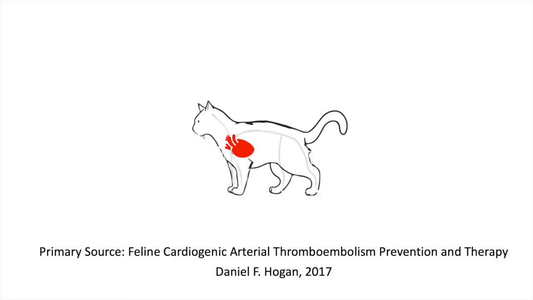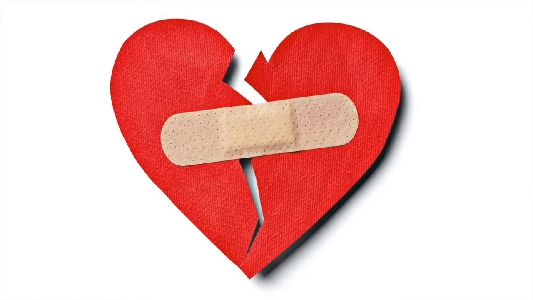This is a review of Daniel Hogan's 2017 guidelines on feline cardiogenic arterial thromboembolism, prevention and therapy. Feline cardiogenic arterial thromboembolism, or CATE, refers to a disease that starts as a thrombus, typically in the left atrium, and then migrates to cause infarction in the terminal aorta.